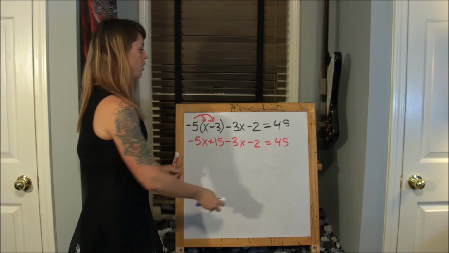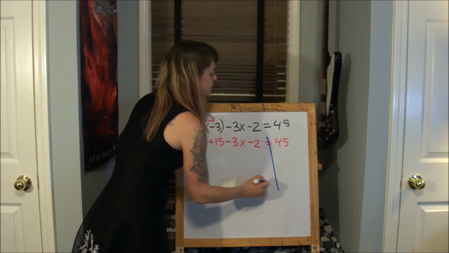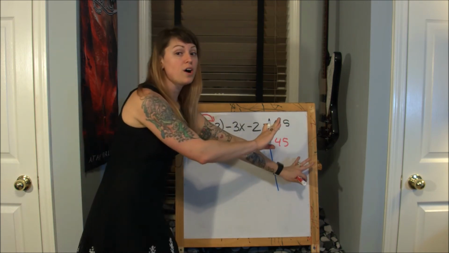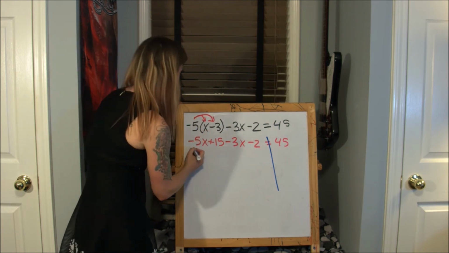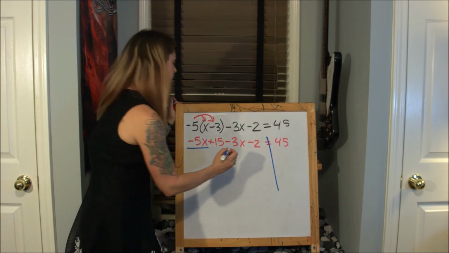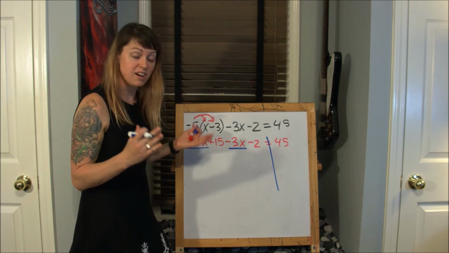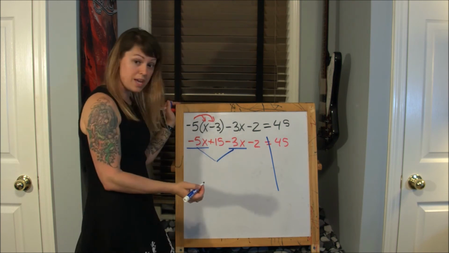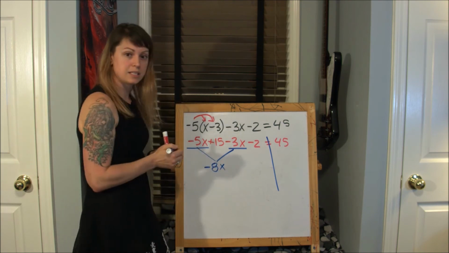All right, well now there's a lot of stuff going on the left side of this equal sign. But I'm not doing any opposites because nothing is moving across to the other side yet. They're all just like terms. So I have a negative 5x and a negative 3x. I don't do any opposites. I just add them together. So negative 5x and negative 3x is negative 8x.